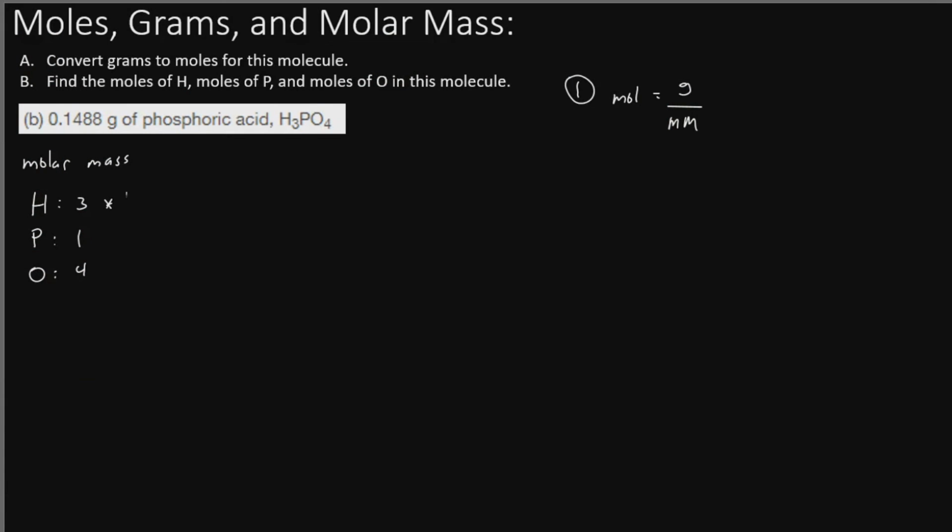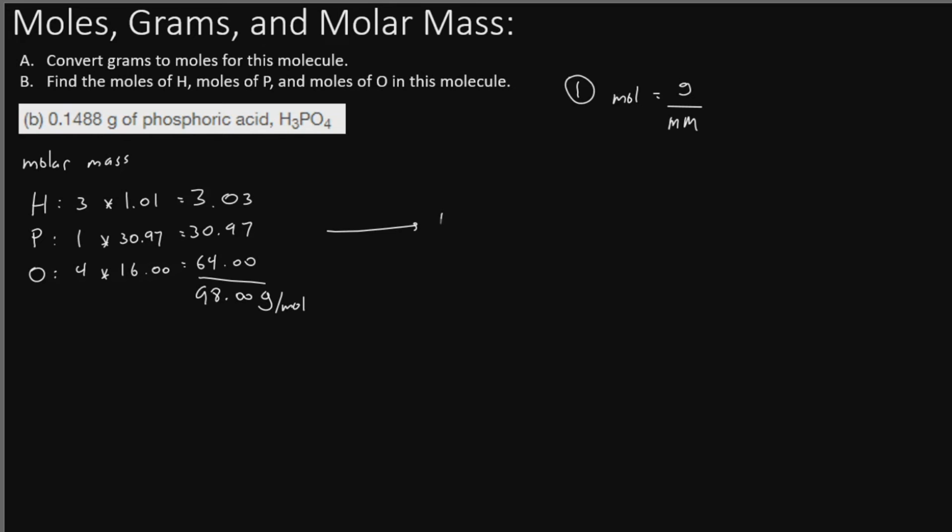For hydrogen, we have 3 times 1.01. For phosphorus, 1 times 30.97. And for oxygen, 4 times 16.00. If we take 3 times 1.01, we have 3.03. For phosphorus, we have 30.97. And for oxygen, we have 4 times 16, or 64. If we add all of these together, we'll have 98.00 grams per mole.